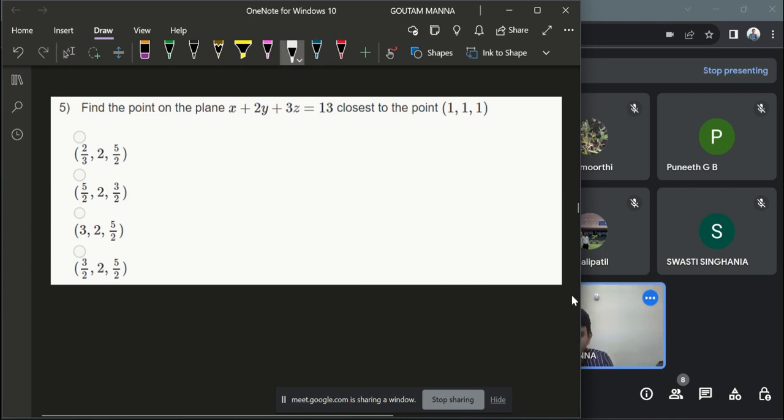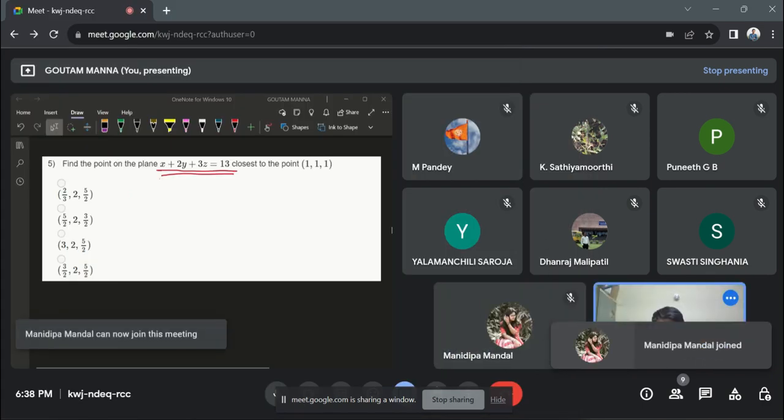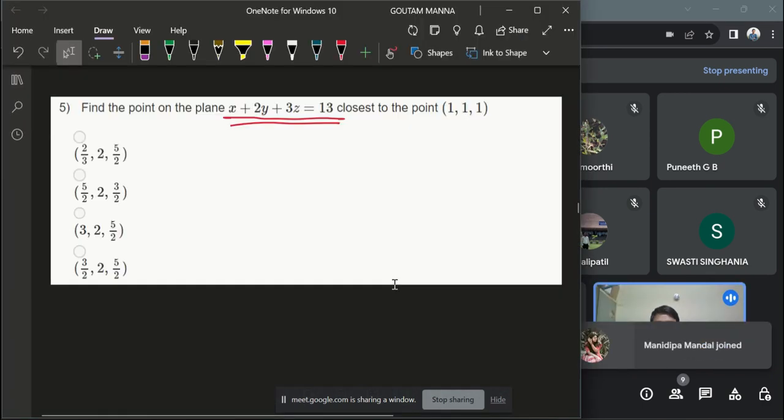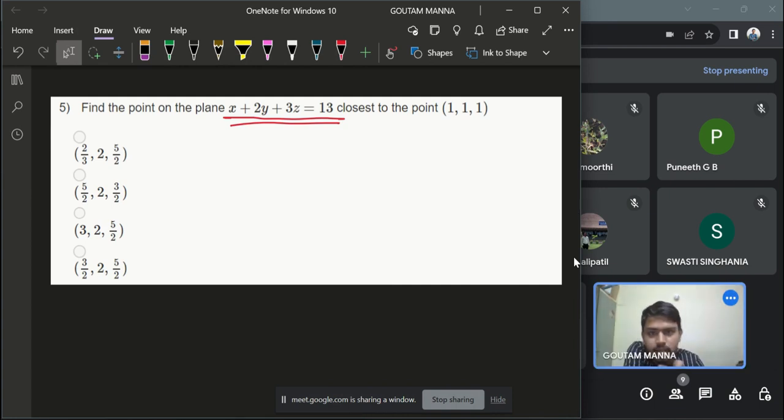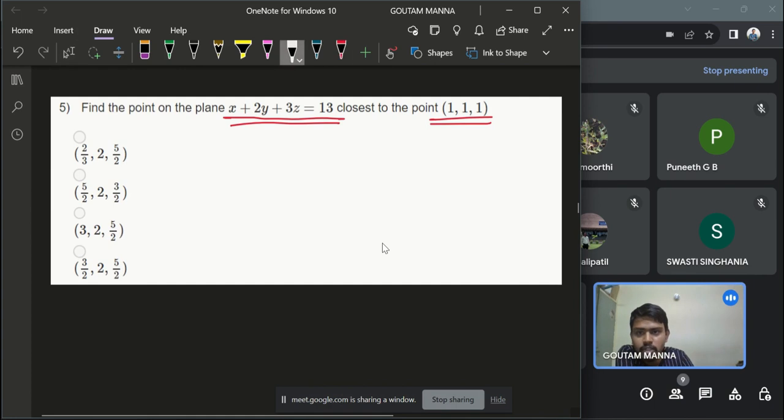So again, here we are asked to find the point on this plane. This is a kind of constraint here, we should be on this plane, x plus 2y plus 3z equals 13, and we are asked to find what will be the closest point to (1, 1, 1). So let's assume the closest point will be (x, y, z).